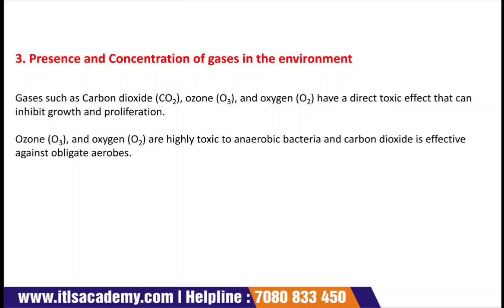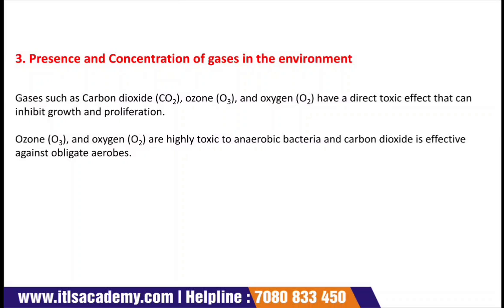So carbon dioxide is used in the packaging of food items in order to control the growth of microbes. How is it done? Gases like CO2, ozone and oxygen have a direct toxic effect that can inhibit growth and proliferation. That is the only reason CO2 gas is used in atmospheric packaging when the food is being packed. Because they have a very toxic effect on microorganisms, they can inhibit the growth and proliferation of different kinds of microorganisms.